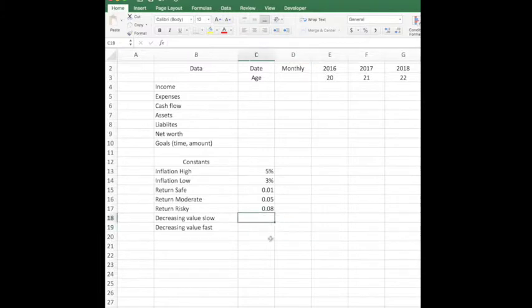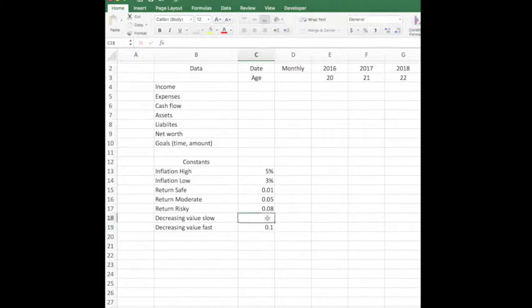And then decreasing value fast and decreasing value slow. So how fast is something depreciating in value? So if it was going to be useless in 10 years, that's pretty fast, right? So that'd be like a car. So a car in 10 years is worth nothing. So the depreciation over the time, depreciating the value would be 10% there.